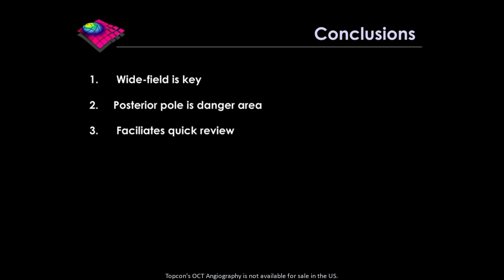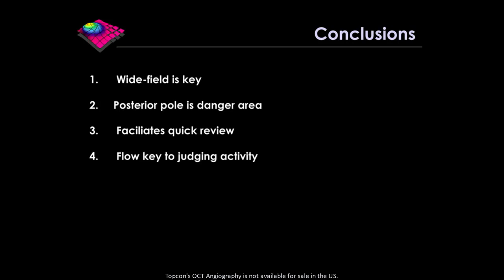I think it facilitates quick review. If you're in a clinic where you've got 60 patients to see in a morning, and the residents or the fellows are seeing some of those patients, then you can look at the scans of all those patients, you can examine some of the patients yourself, and it really helps with the workflows.